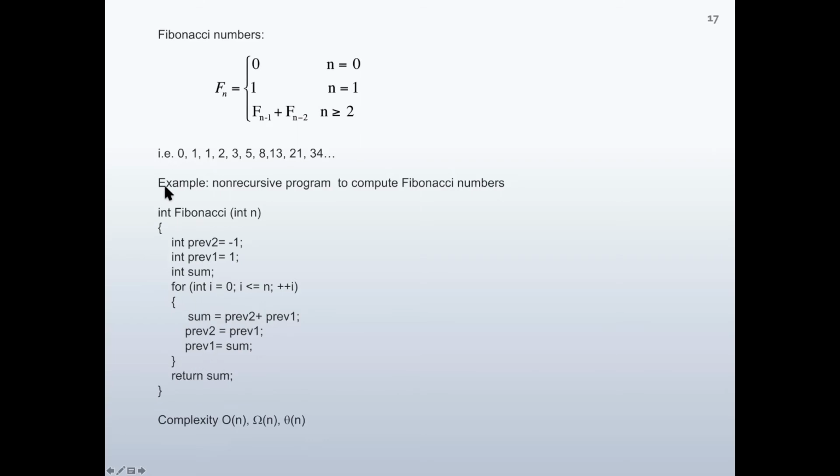If you consider the complexity, notice that this part has constant complexity. Also this return part has constant complexity. For the for loop, we have complexity of order n. Because of that, the complexity of the Fibonacci function given here, the non-recursive program, is big O of n, omega n, and theta n.